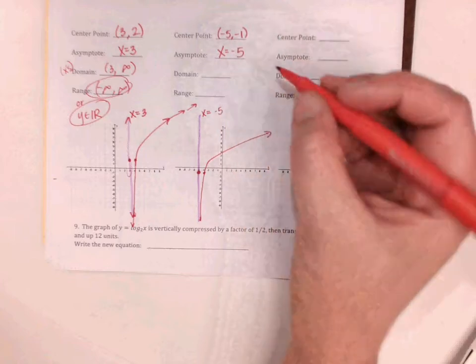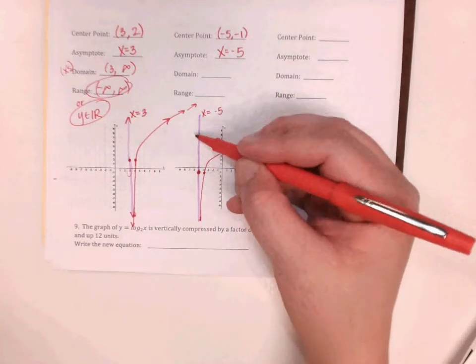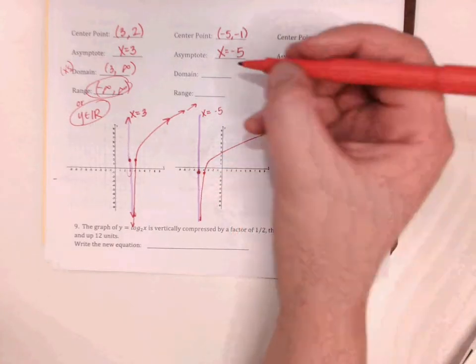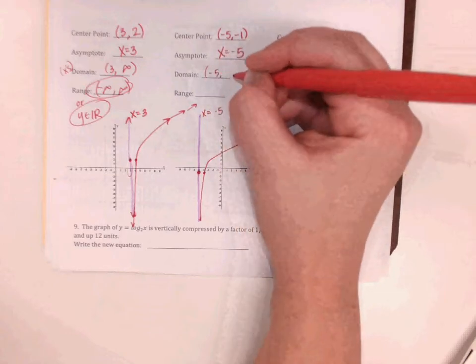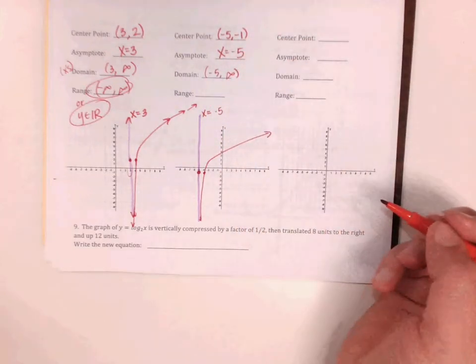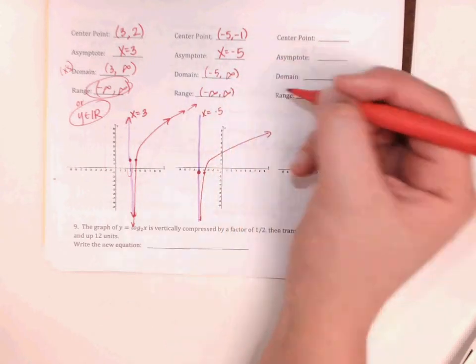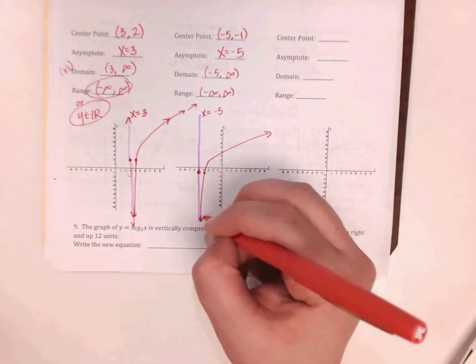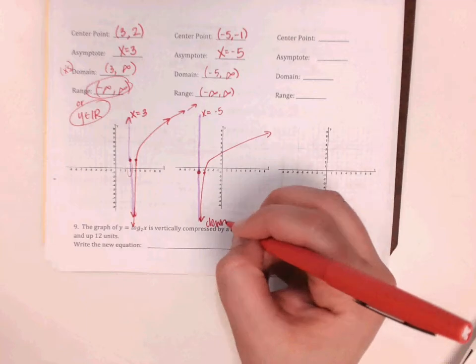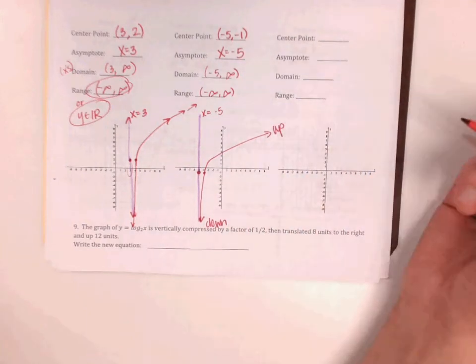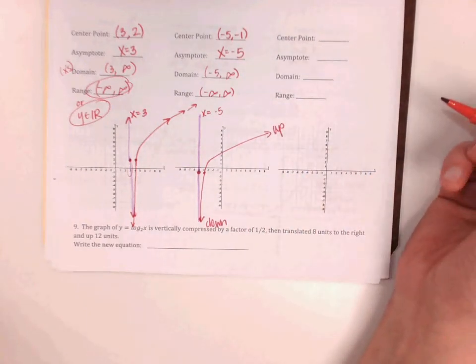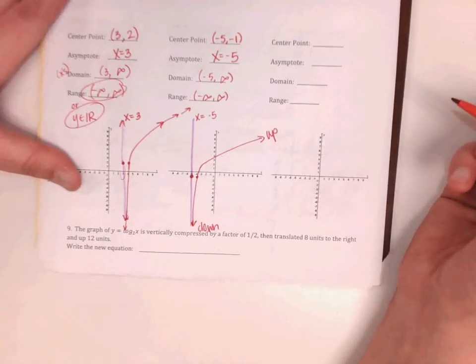From there, my domain, how far back can my graph go? Well, it can never cross that negative 5 line. So it's negative 5 until infinity. But my range is negative infinity to infinity, because that side goes down forever and that side's going up forever. So I don't have any restrictions on my possible y values. Okay, one more left. Last one like that.